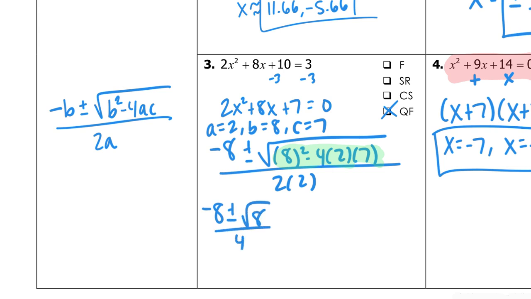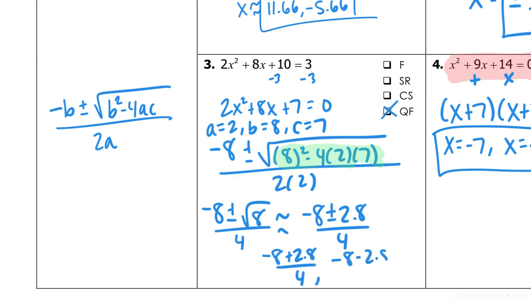2 times 2 is 4. Then we approximate the square root of 8. So I'm actually typing the square root of 8 in my calculator right now. I'm getting about 2.8. 1 decimal place is fine. So it's negative 8 plus or minus 2.8 over 4. So then we just separate that, and we do negative 8 plus 2.8 over 4. And then we do negative 8 minus 2.8 over 4.